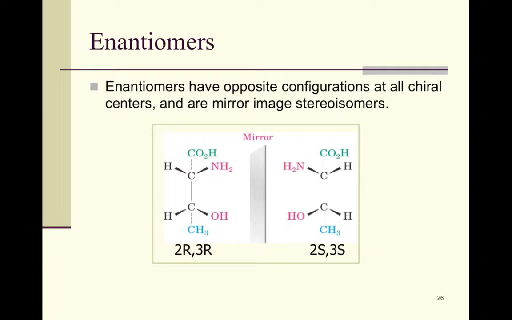When you have enantiomers, they're at opposite configurations at all chiral centers. You can see this one is 2R, 3R, and this one is 2S, 3S, so they're different. You might want to go ahead and pause the video, rank these, and convince yourself that this is an R and this is an R, and then practice this is an S and this is an S.